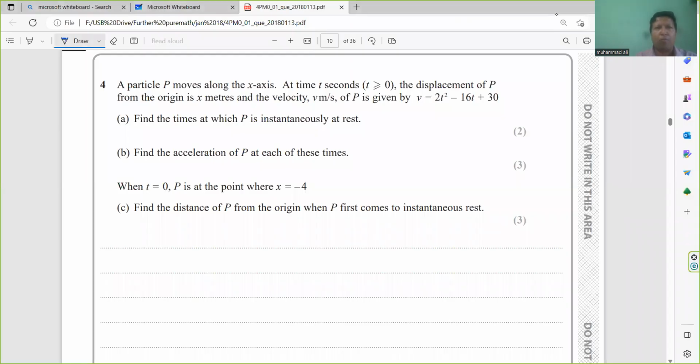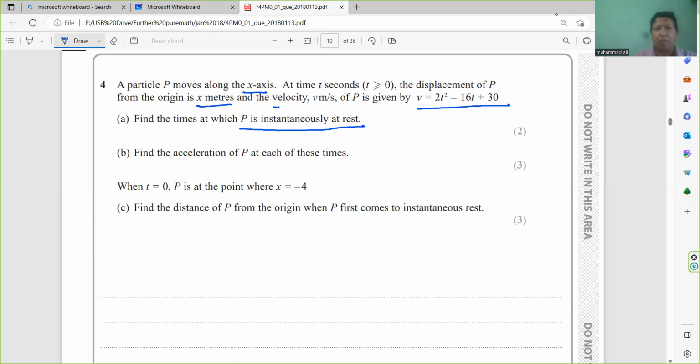Okay, question number 4. A particle P moves along the x-axis at time t seconds, t greater than or equal to 0. The displacement of P from the origin is x meters. In this question, they indicate displacement as x meters and the velocity v meters per second of P is given by v equals 2t squared minus 16t plus 30. A: Find the times at which P is instantaneously at rest. This is very important information.